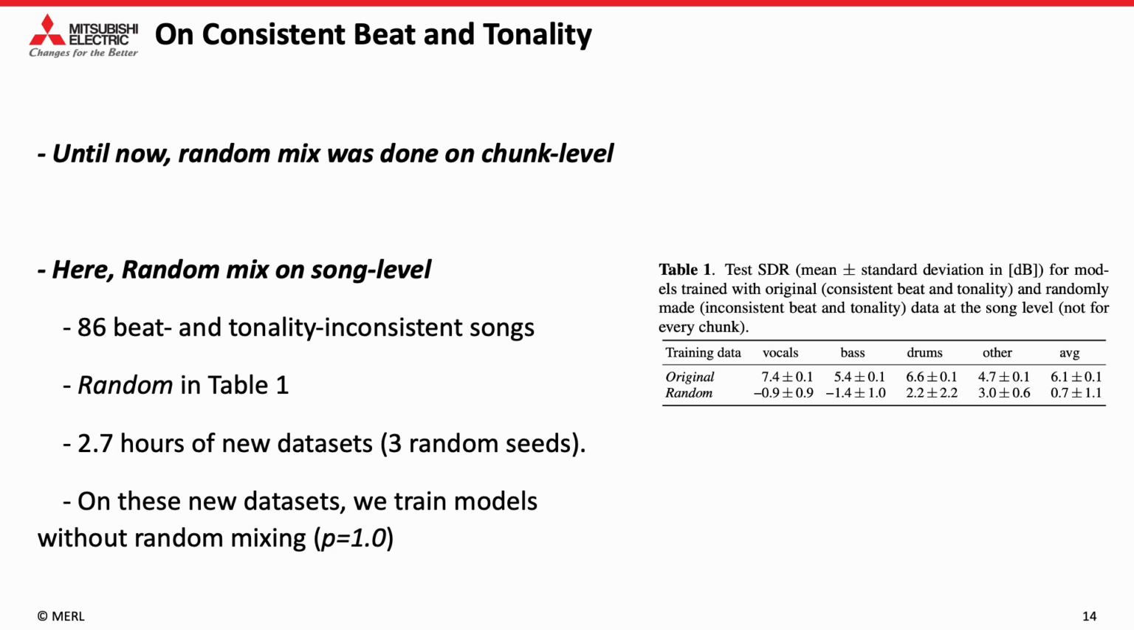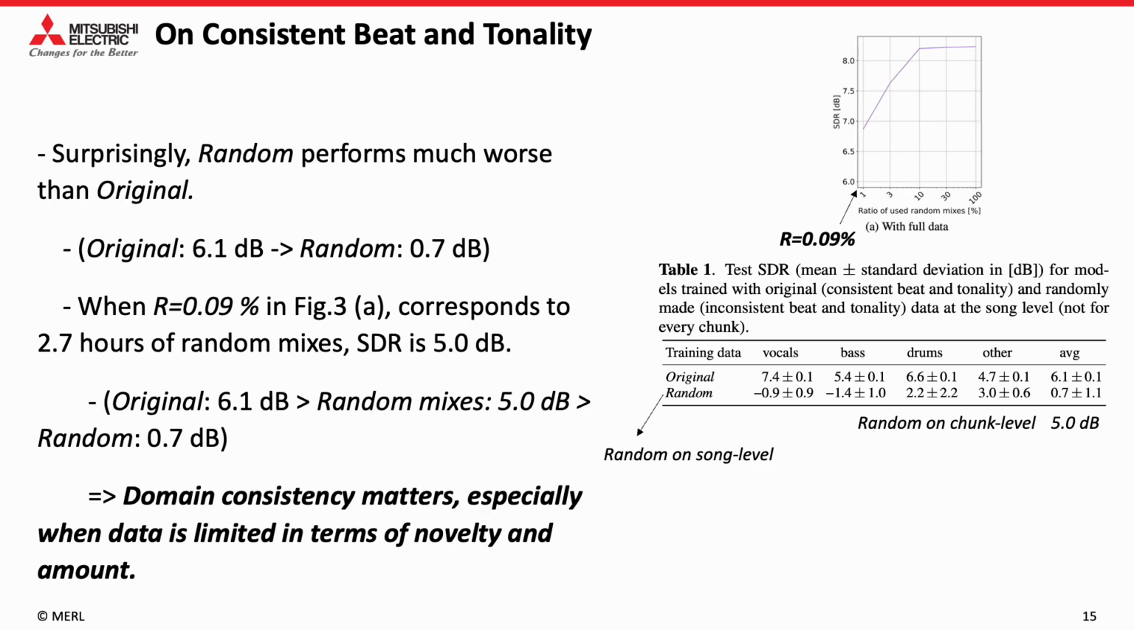Until now, random mix was done on the short chunk level, but here we apply random mix on the song level to make beat and tonality inconsistent songs. This results in 2.7 hours of new datasets, and on these new datasets we train models without random mixing, following the training method of P equals 1. Surprisingly, models trained with the random song datasets perform much worse than the original songs.